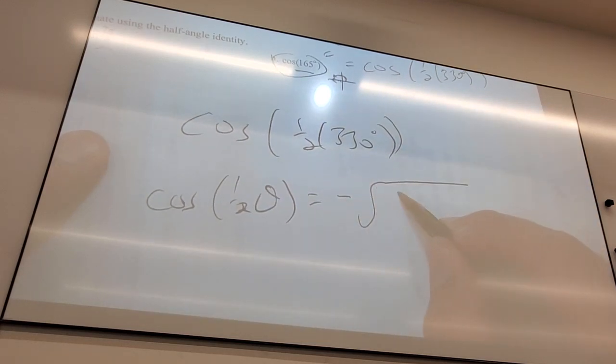What goes inside? 1 minus cosine theta, 1 plus, because cosine keeps the plus for itself, and then over 2. Good.